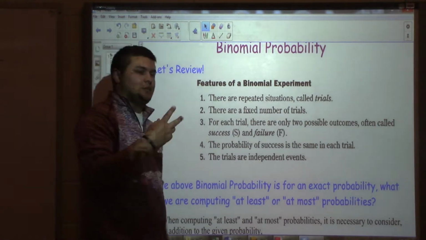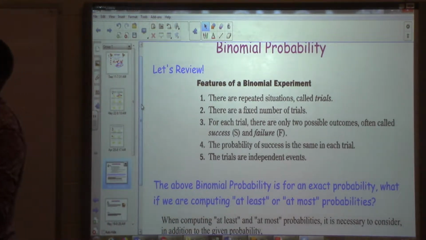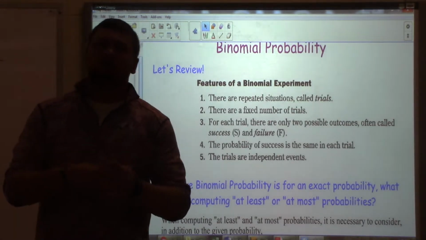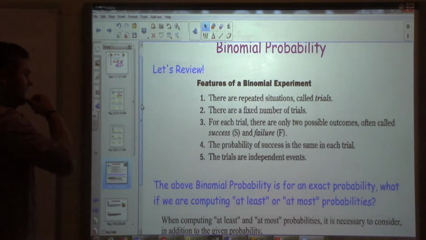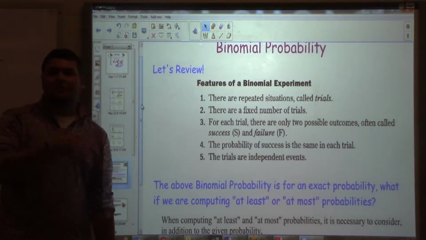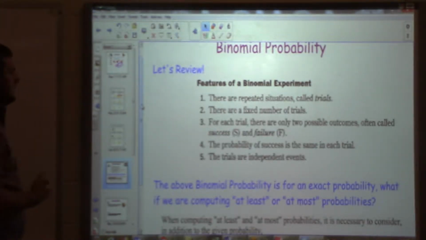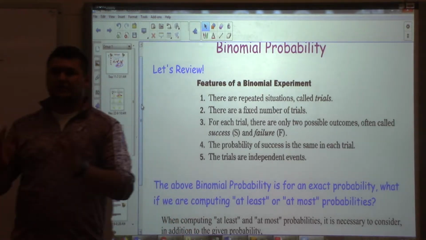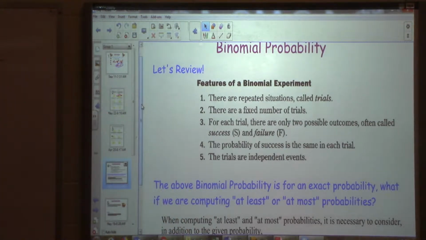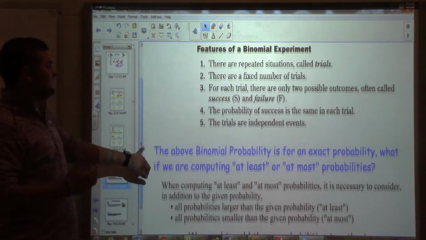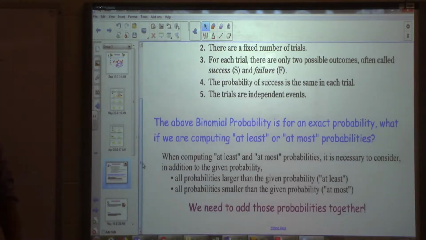For each trial, there are two possible outcomes, success or failure. Right? For a coin, it could be flipping a heads or flipping tails. For a die, it could be rolling a 6 and not rolling a 6. There are only two possible outcomes for each thing. The probability of success is the same in each trial. Right? So that means it is an independent event. It doesn't matter what the probability was the first time, it doesn't affect the 4th or the 10th or the 20th time, or the millionth. They're all independent events.